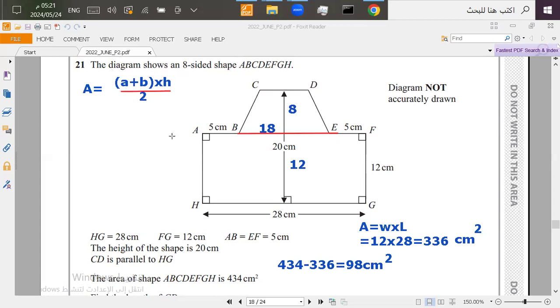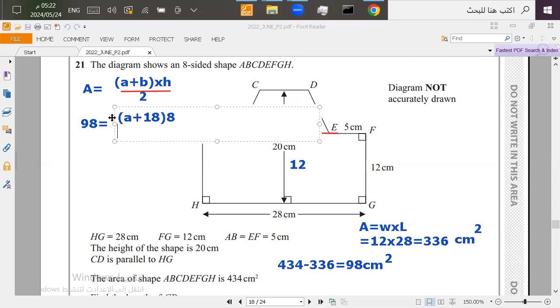Now I know that the area of the trapezium is 98. Now I'm going to use this information to find the short base, which is the D. So first I have the long base, which is 18. Now let's put everything here. So 98 equals A plus B. Now A is the short base, so we're going to write it as it is. So A plus 18, multiplied by the height, which is 8, and then divided by 2. Okay.